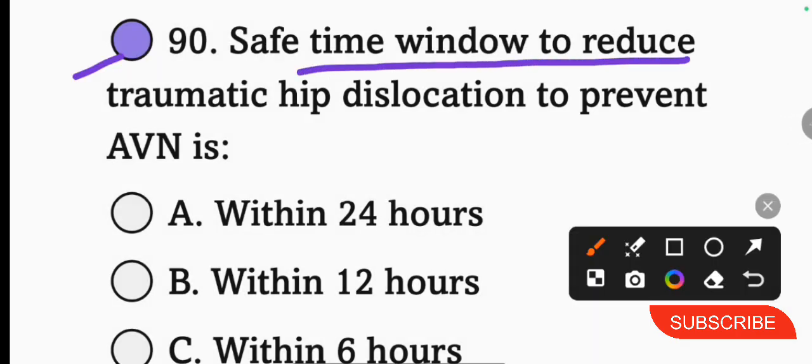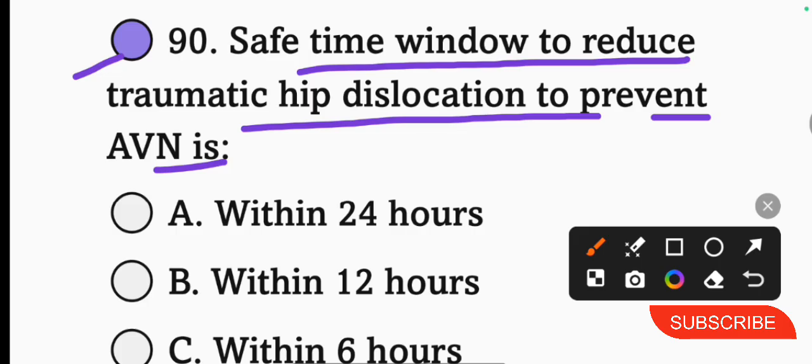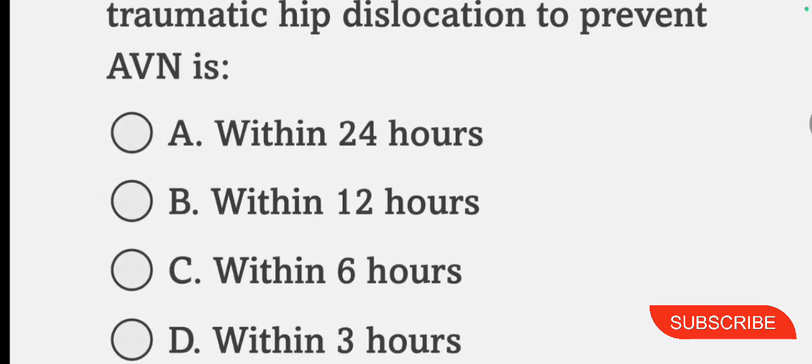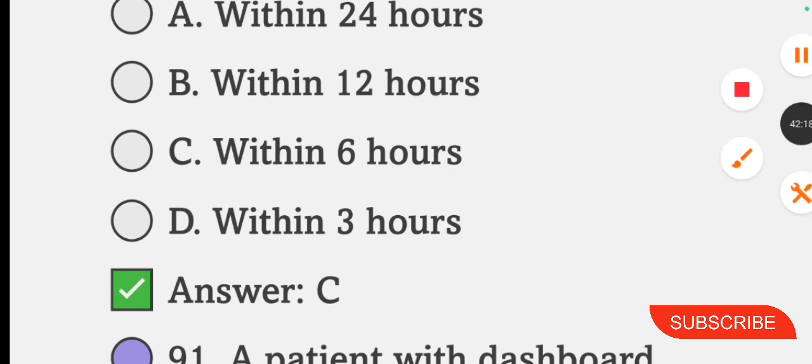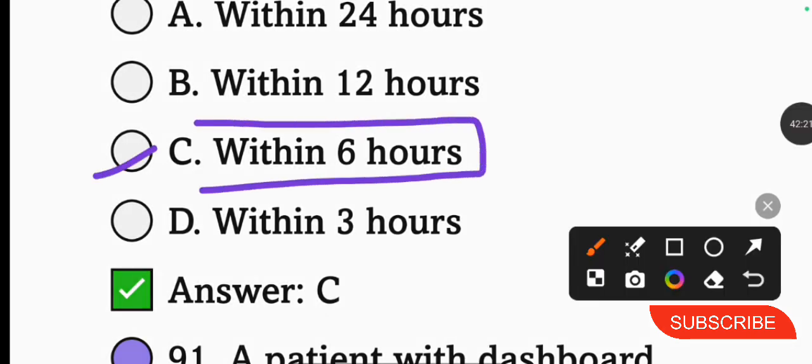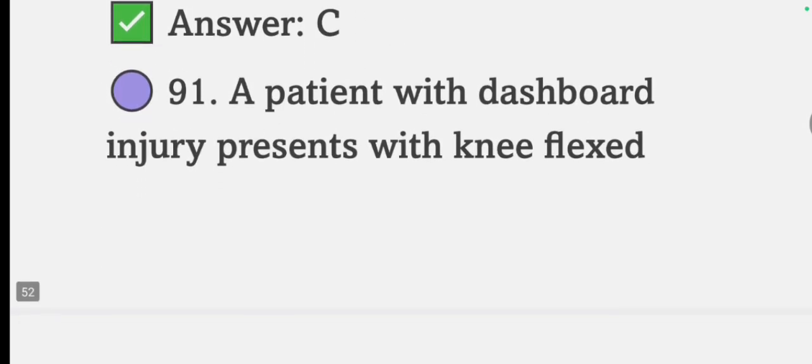Okay. Now come to 90 questions. Safe time window to reduce traumatic hip dislocation to prevent AVN. So safe time window means the time within which the risk of AVN can be prevented after a hip dislocation. So within 6 hours, if it is treated properly, the risk of AVN will be reduced. After 6 hours it is very dangerous because of a higher chance of osteonecrosis, so may need a hemiarthroplasty. Okay, so 6 hours is very important. C option given is the correct option.